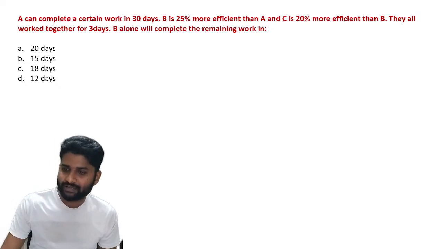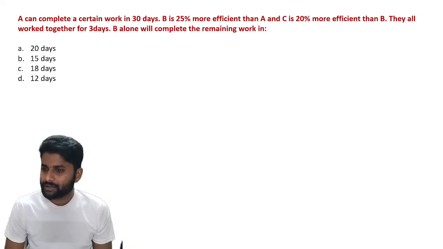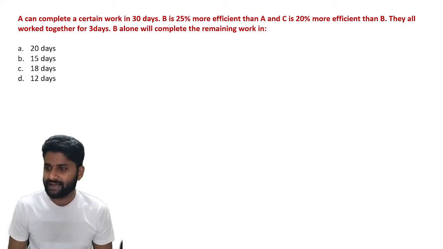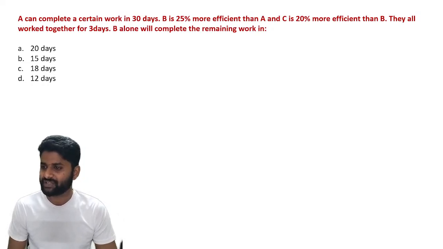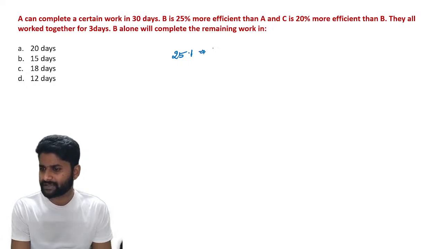Now see, A can complete the work in 30 days. B is 25% more efficient than A, and C is 20% more efficient than B. Then they all work together for 3 days, and B will complete the remaining work. Guys, first of all, 25% is 25 by 100, which is 1 by 4. 20% is 1 by 5.